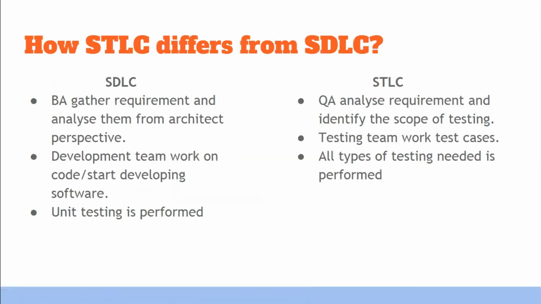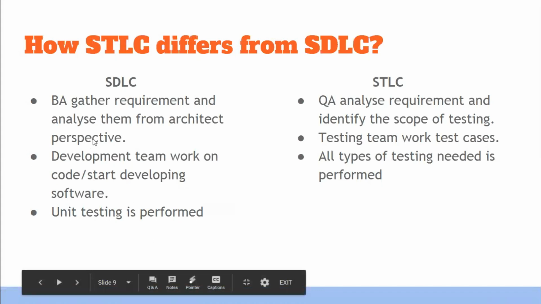Now, how does the software testing lifecycle differ from the software development lifecycle? The difference is that in software development, a business analyst gathers the requirements and analyzes them from an architect perspective, that is from a developing perspective. And in the software testing lifecycle, QA analyzes requirements and identifies the scope of testing: how much testing is needed, what type of testing is needed, how much time it will take. The development team works on code, or starts developing the code. Rather, here the software testing team will start writing the test cases based on the requirements. And then once the software is ready, they will test it. Here unit testing is performed. Here all types of testing are performed in the software testing lifecycle.